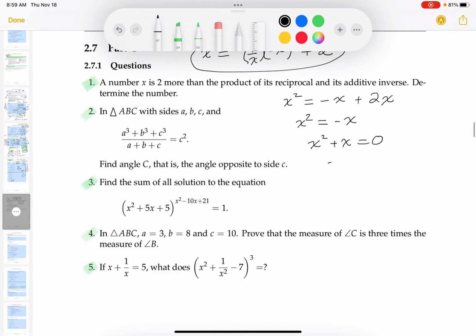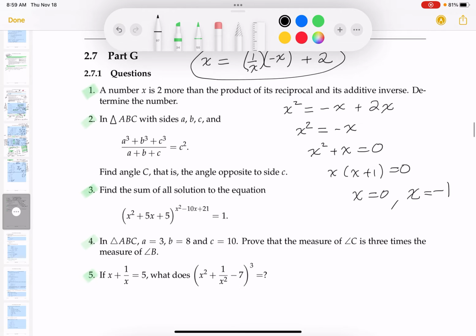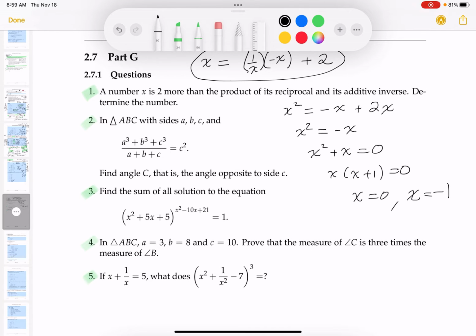I'd probably factor that, right? x times x plus 1 equals 0. So x could be 0. And what's the other one it could be? x could be minus 1. I've got to be honest with you, 0 is pretty obviously wrong, by the way. I'll tell you why: I can't take the reciprocal of it. So I'm going to say this is my answer. What's the number? Minus 1.